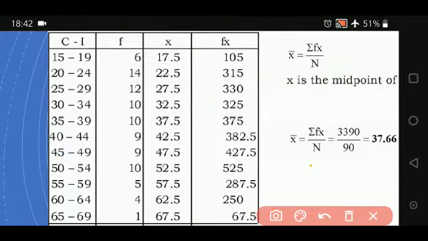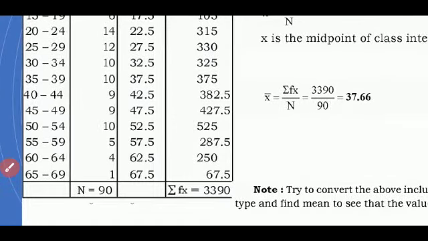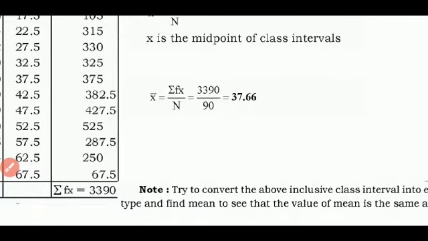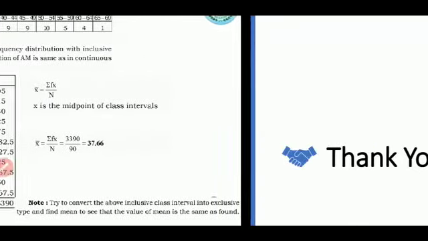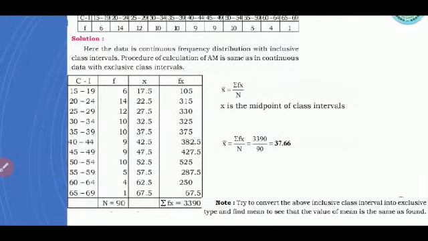You can try this by the shortcut method also. And then you can solve for practice. Whatever sums are being given to you all, you can try this by the step deviation method. For a continuous frequency distribution, you can use the step deviation method because the width of the class interval is given to you all. So in today's class, you just saw the application to calculate arithmetic mean by different formulas.